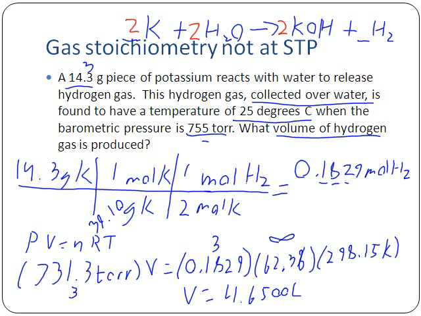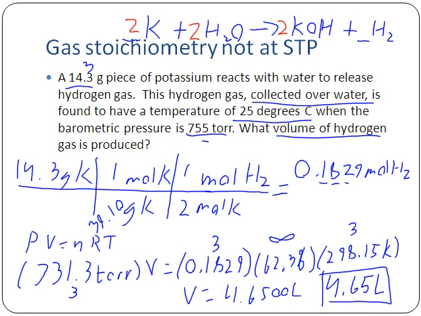62.36 is infinite. 298.15 has 3. So our answer should have 3 significant figures. So our final answer here is just 4.65 liters, which is going to be our volume of hydrogen gas that's produced in this case. So 14.3 grams of potassium reacts with water, in this case where water is not the limiting reagent, and produces 4.65 liters of hydrogen gas.